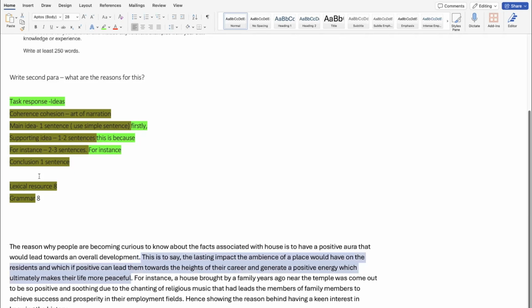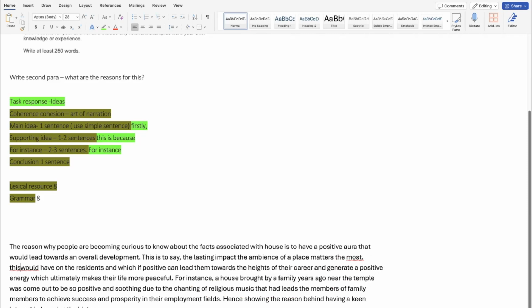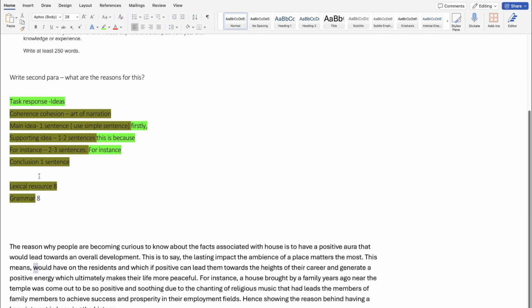No, divide them. This is to say, the lasting impact of the ambience of the place matters the most. This means, continue, getting it? This way you can divide the sentences and write. "House bought by a family years ago near the temple was come out to be near the temple": it should be "came out", not "was come out".